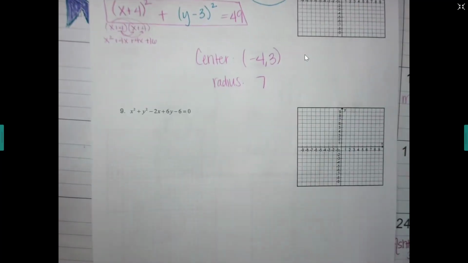All right, let's do one more like that. Go ahead and start off number 9. So group your x's together, leave them with a little blank. Group your y's, leave them with a little blank. And then remember, if you have a number that's not an x or a y, it's got to go across to the other side.